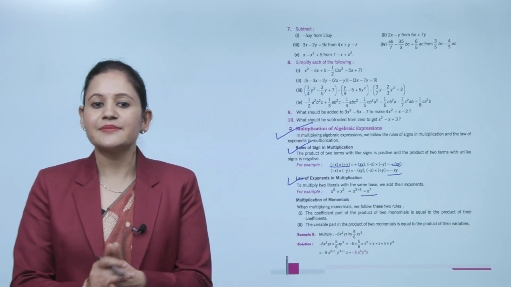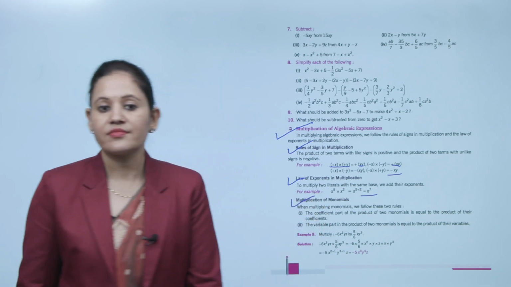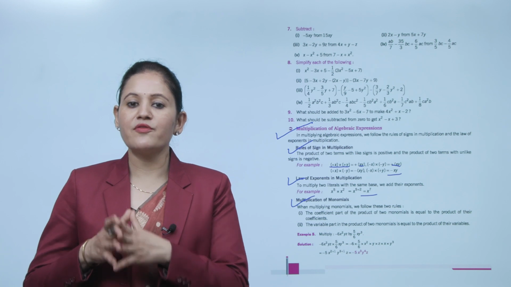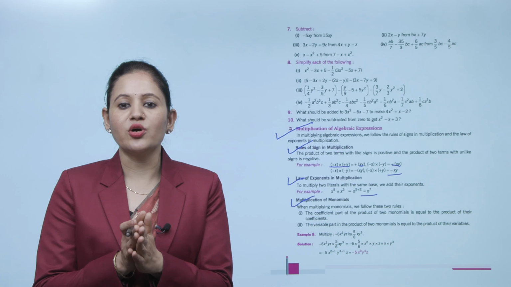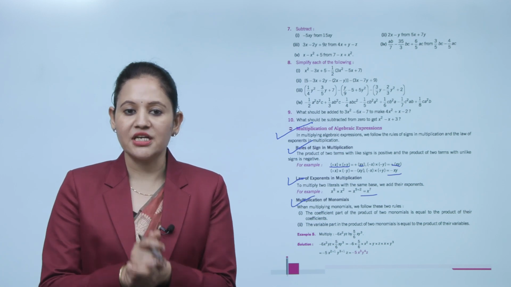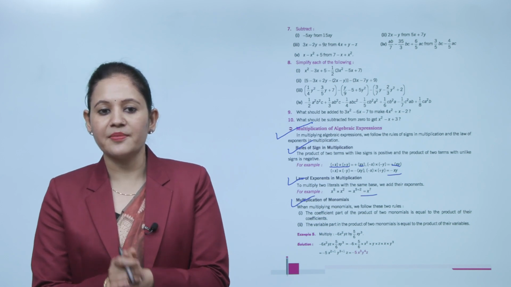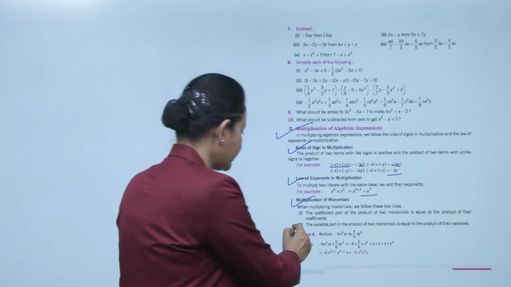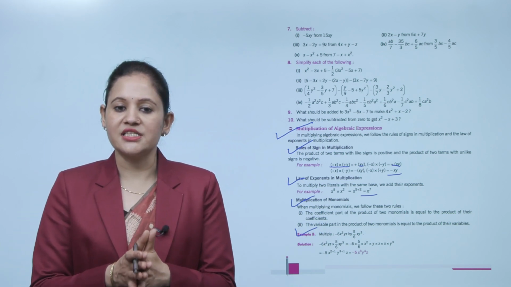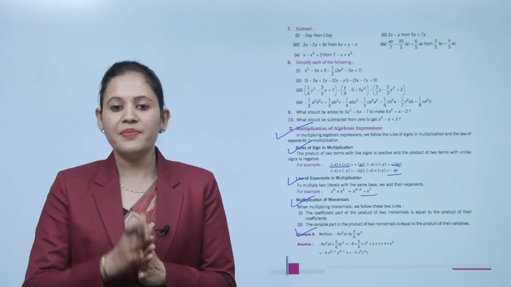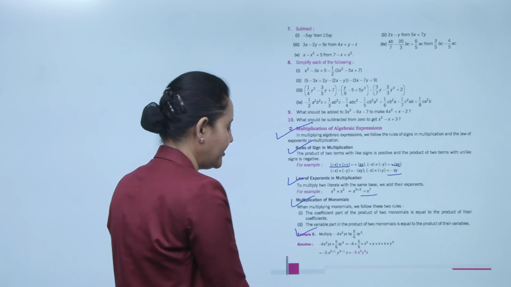Next is multiplication of monomials. When multiplying monomials, we follow these two rules. The coefficient part of the product of two monomials is equal to the product of their coefficients. The variable part of the product of two monomials is equal to the product of their variables. For example, multiply minus 6x square yz with 5 by 6 xy cube. Both are monomials. So we will multiply.